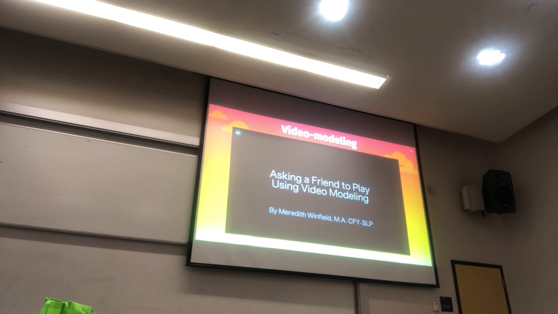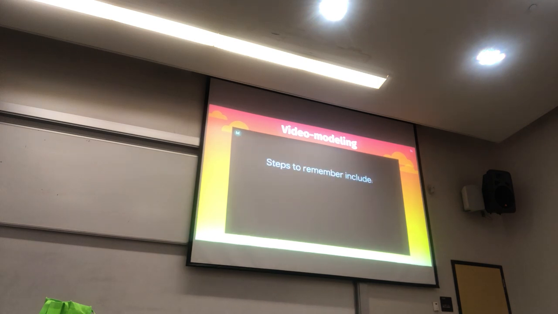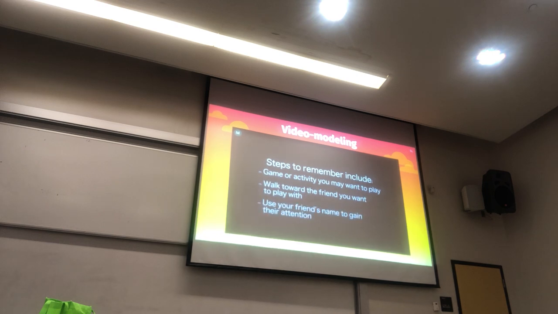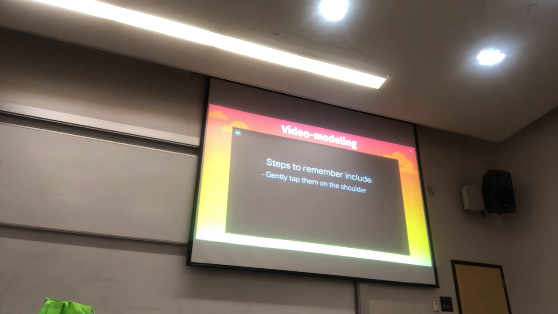This video shows how we can ask our friends to play. Here are the steps to remember when asking friends to play. First, think about what game or activity you may want to play. Next, walk towards the friend you want to play with. Use your friend's name to gain their attention. Gently tap them on the shoulder. Finally, ask your friend if they'd like to play.